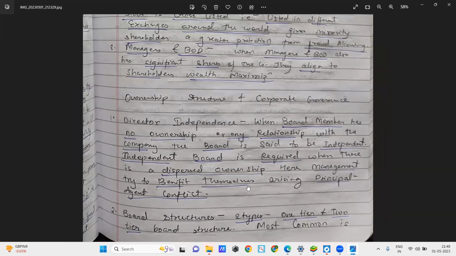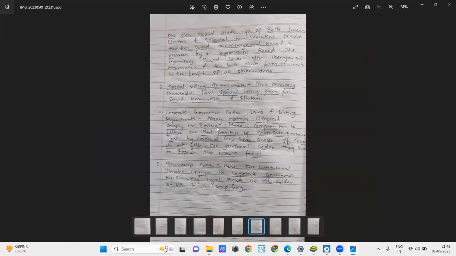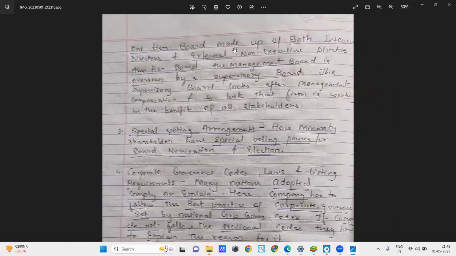The second one is board structures. There are two types of board structures, one-tier and two-tier. The most common is one-tier, where the board is made up of both internal directors and external non-executive directors. In the two-tier board, the management board is overseen by a supervisory board. The supervisory board looks after management compensation to check whether the firm is working for the benefit of shareholders. So here the management is supervised by the board of directors.